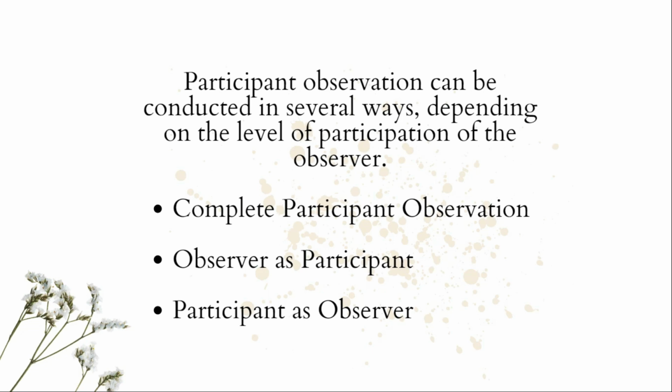Last is participant as observer. In this type of participant observation, the observer is a member of the group being studied, but their primary role is that of an observer. They may participate in some activities, but their primary focus is on observing the group's behavior and interactions. This method is useful when the researcher wants to gain a better understanding of the group's behavior while still maintaining some distance.